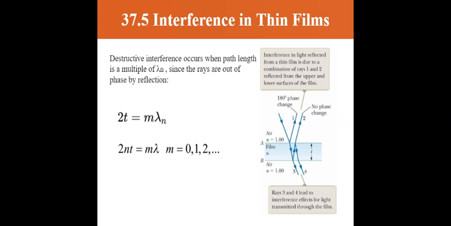And that's because, again, of the phase difference due to reflection. So every time that ray 2 travels a distance that's a multiple of the wavelength, it's going to meet ray 1 totally out of phase, because that's how they start off.